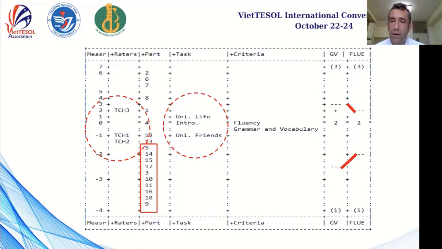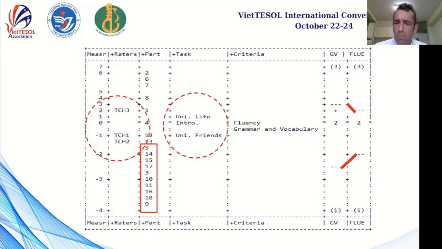But if we look over here to the far right, the GV stands for grammar and vocabulary, and the FLUE stands for fluency. We can see that it's easier for students to get a 2 in grammar and vocabulary than in fluency, and the threshold for a 3 in fluency is lower than grammar and vocabulary. So we did notice anecdotally that there were a lot more 2s given in fluency.